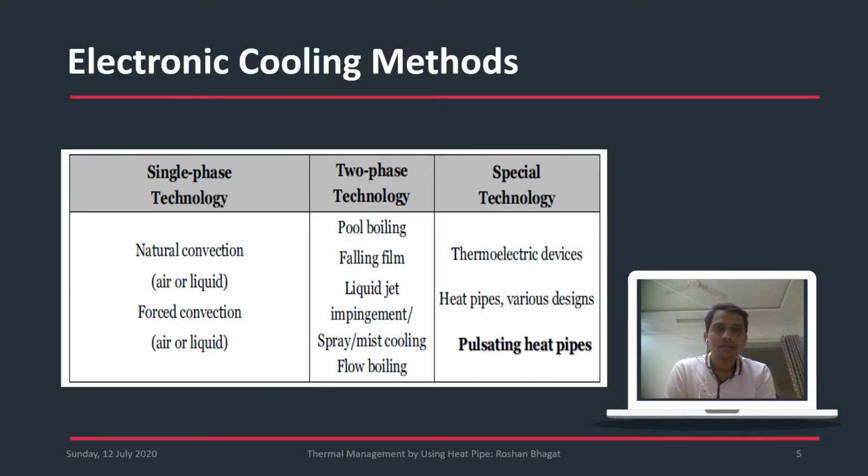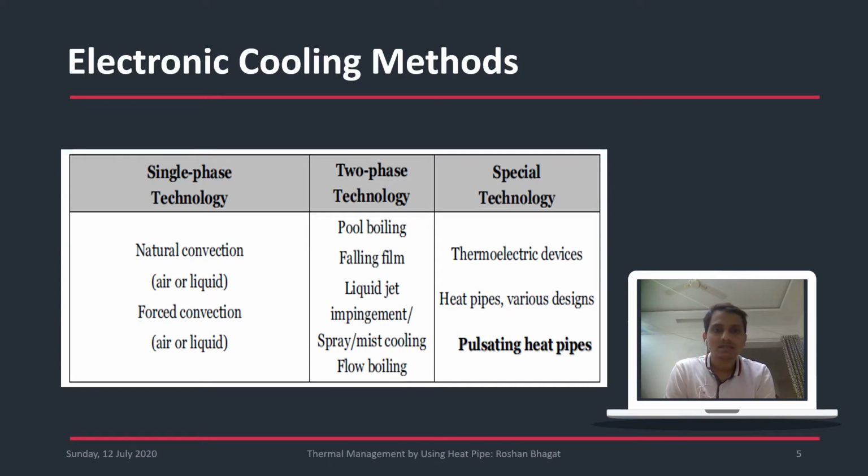Now electronic cooling methods. In earlier days, electronic cooling was done by natural convection or by forced convection. As we are aware, in natural convection, the cooling of the electronic devices takes place because of natural flow of fluid. Second is forced convection. In forced convection, external fans can be used, just like in the case of laptops. You might observe the fans which are installed for the cooling purpose. So first one is natural convection, second one is forced convection.